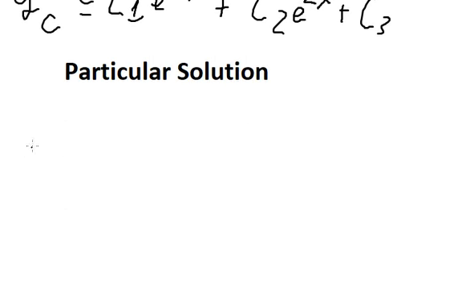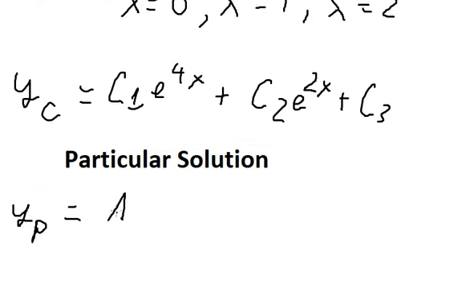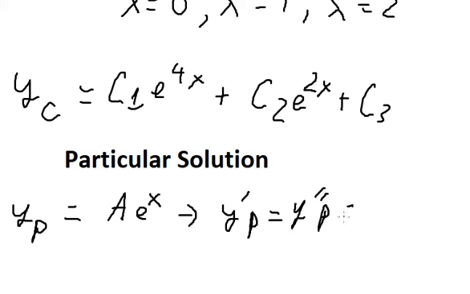So I will put yp. If we look carefully at the right side, we have 12e to the power of s. So for y particular, I will put a e to the power of s. So if I do the first, second, and third derivatives, they will have the same a e to the power of s, because the first derivative of e to the power of s is only e to the power of s.